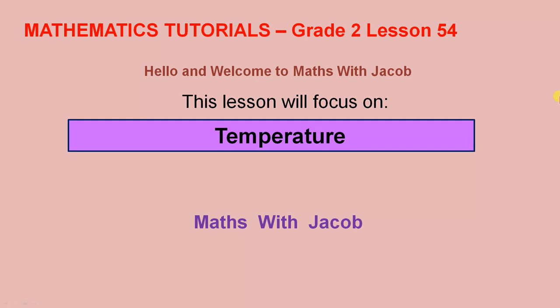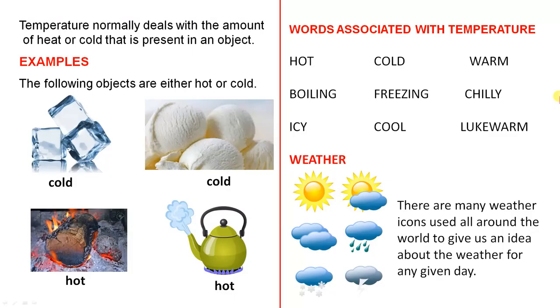This lesson will focus on temperature. Temperature normally deals with the amount of heat or cold that is present in an object. Examples. The following objects are either hot or cold. So we can see the ice cubes, definitely cold. Ice cream, definitely cold. Logs on a fire, hot. And the kettle on a stove, hot.